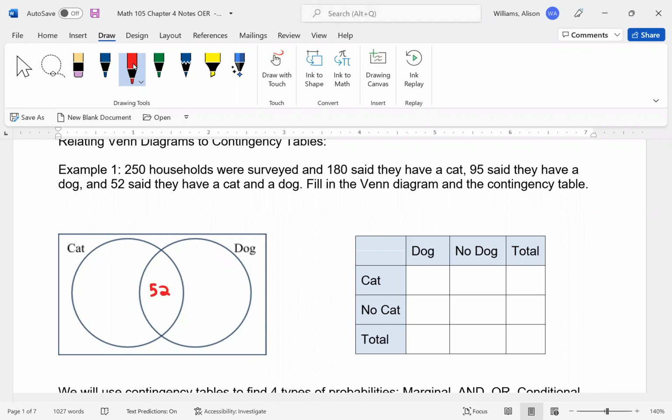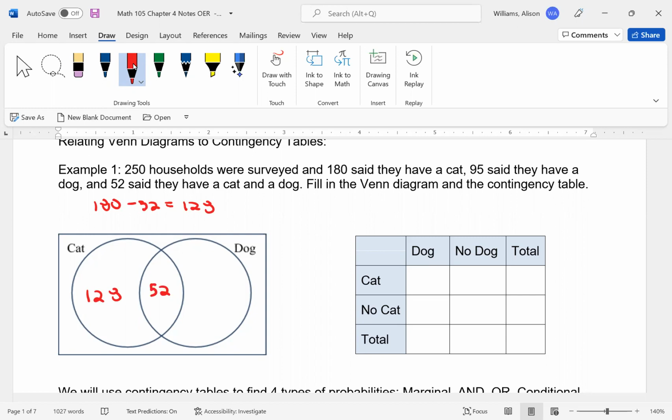Now, we were told that 180 people said they had a cat, which means that they could have had a dog. In fact, 52 of the people surveyed did have a cat and a dog. So that 52 is being counted in the 180. So if I subtract 180 minus the 52, that's going to give me 128. And that's how many people have just a cat but no dog. Now, they could have other animals, but we're not interested in that right now. We're just interested in cats and dogs only.